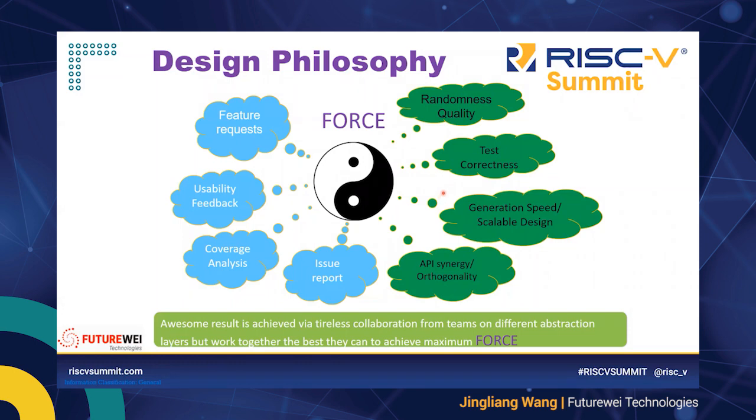The design philosophy of Force has many balanced aspects like randomness quality, test correctness, generation speed, scalable design, API synergy, orthogonality, and also the feedback from the user side: feature requests, usability feedback, coverage analysis, and issue reports. Awesome results are achieved via tireless collaboration from teams on different abstraction layers, working together the best way they can to achieve maximum force.